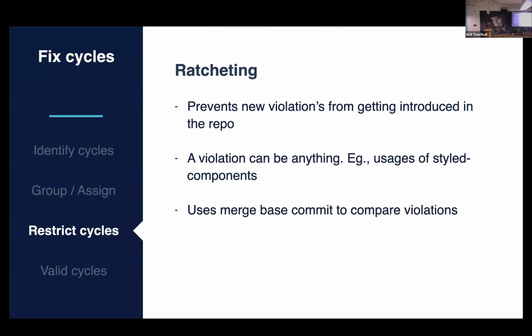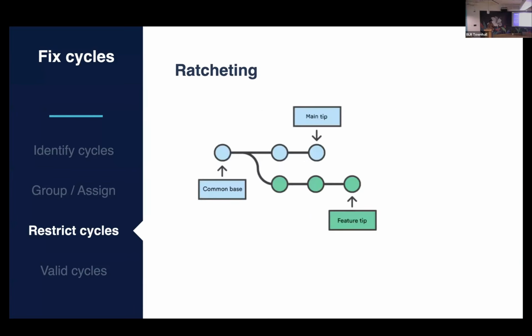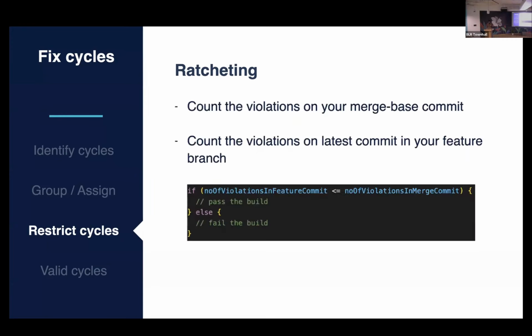It uses a merge-base commit to compare the violations from your master branch to your feature branch. So what is a merge-base commit? The common base commit that you see here is the merge-base commit. Effectively, that is the commit from where you actually created your branch from master. So how do you do that? You find the number of violations in your merge-base commit, and then you also find the number of violations in the latest commit in your feature branch. So that is the condition.